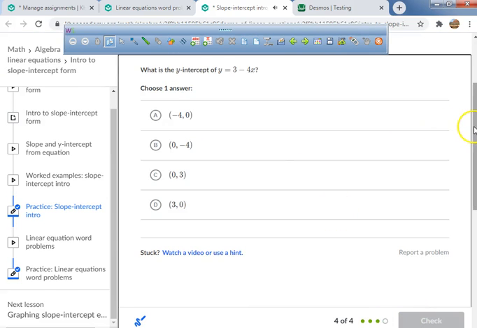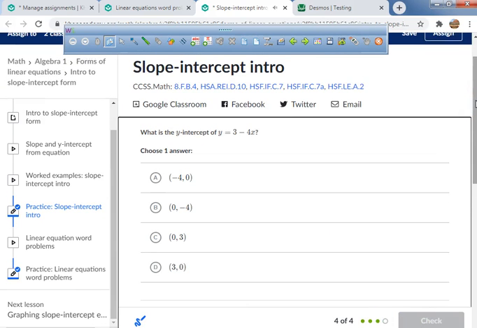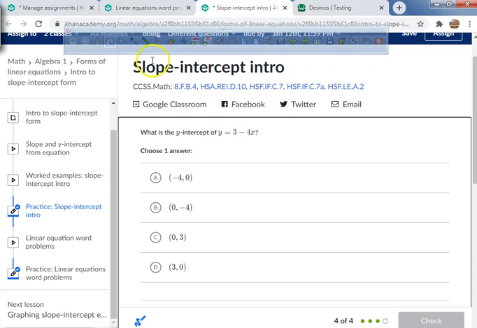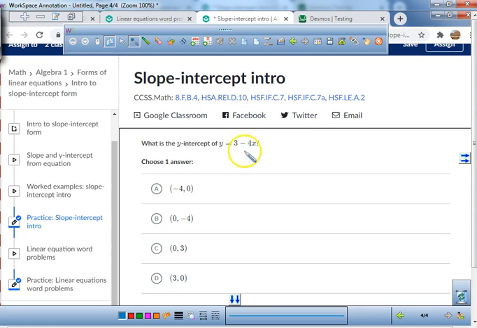All right, let's take a look at the next one. What is the y-intercept of y = 3 - 4x? Ooh, they're trying to be tricky. We've got to rearrange it. Negative 4x. I'll help you in just a second. You should be able to do this.